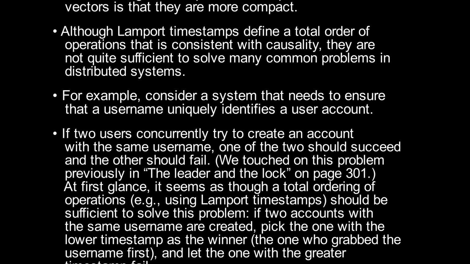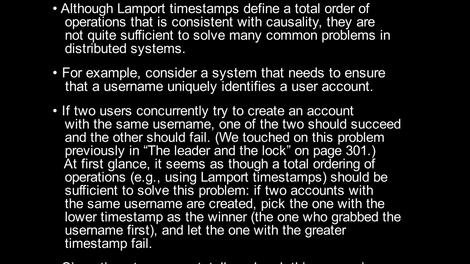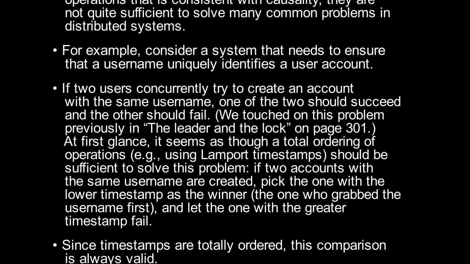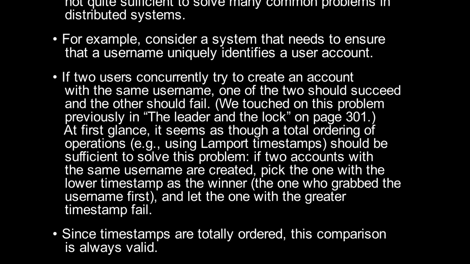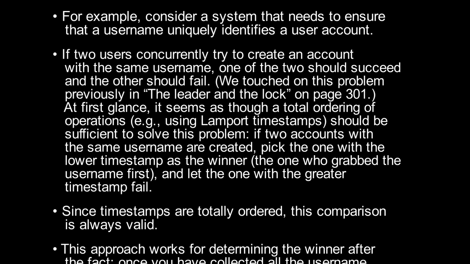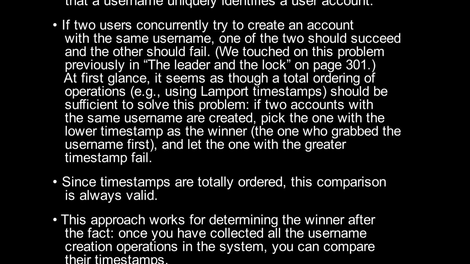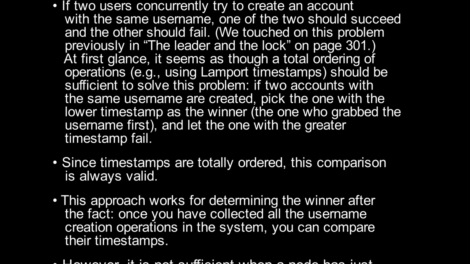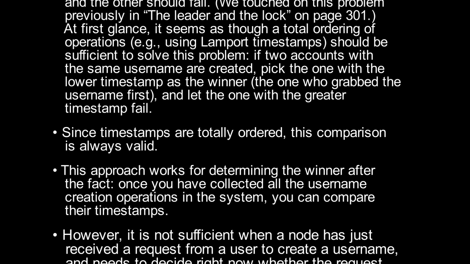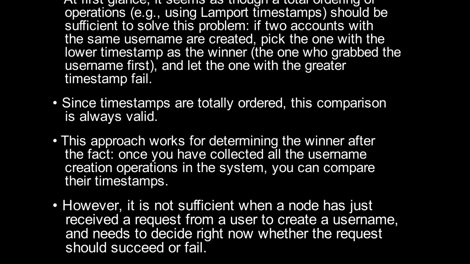At first glance, it seems as though a total ordering of operations, for example using Lamport timestamps, should be sufficient to solve this problem. If two accounts with the same username are created, pick the one with the lower timestamp as the winner, the one who grabbed the username first, and let the one with the greater timestamp fail. Since timestamps are totally ordered, this comparison is always valid. This approach works for determining the winner after the fact. Once you have collected all the username creation operations in the system, you can compare their timestamps.